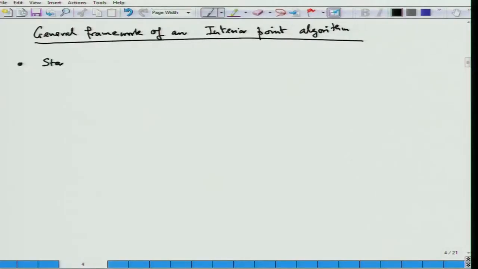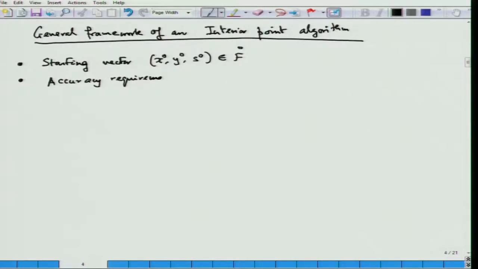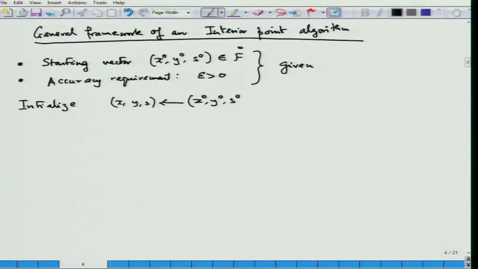So, we assume the starting vector is an element of F naught, that is given to me. The accuracy requirement, the precision, these are given. This is the initiation of the algorithm. So, we start with the initialization step: you first initialize x, y, s with the starting values x naught, y naught, s naught, and compute the initial tau, which is 1 by n times the inner product of x and s.